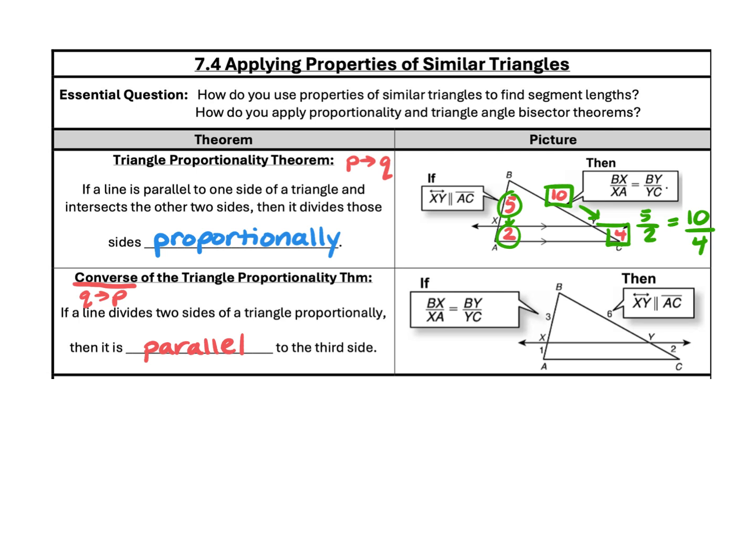This one has the numbers in here already. So BX over XA is 3 over 1. And then BY over YC is 6 over 2. And both of those reduce down to 3 over 1, because 6 over 2, if we divide by 2, is 3 over 1. So if I have these, 3 over 1 equals 3 over 1, we can conclude that line XY is parallel to segment AC.